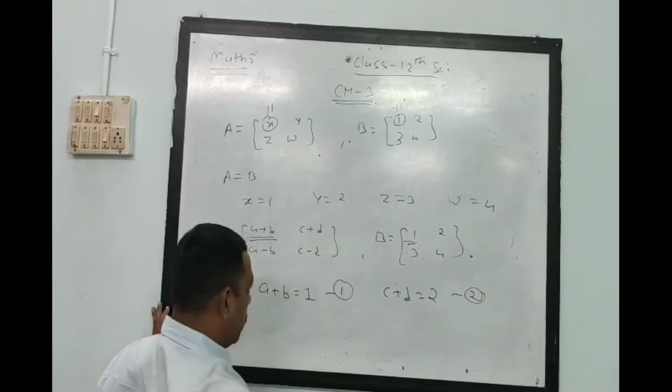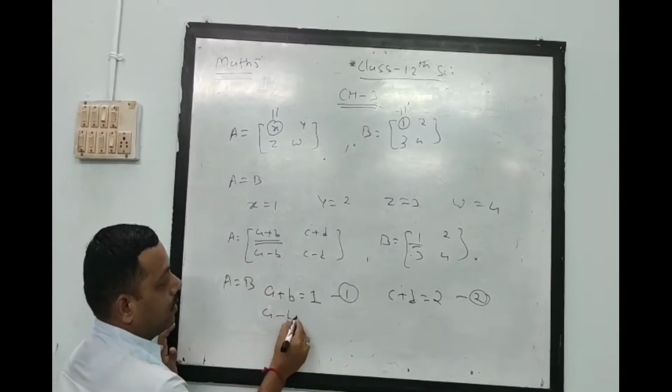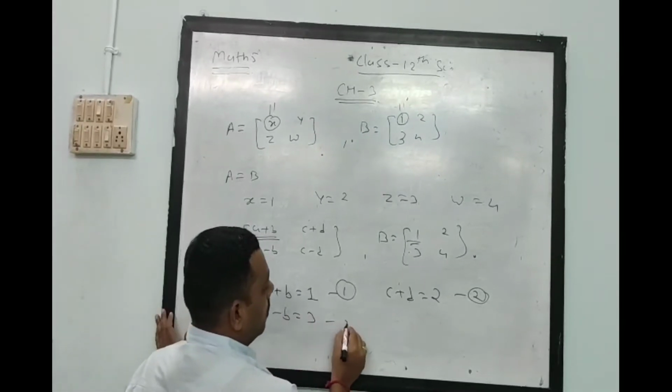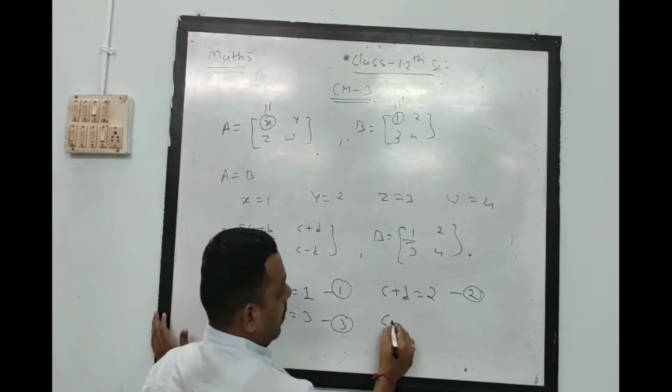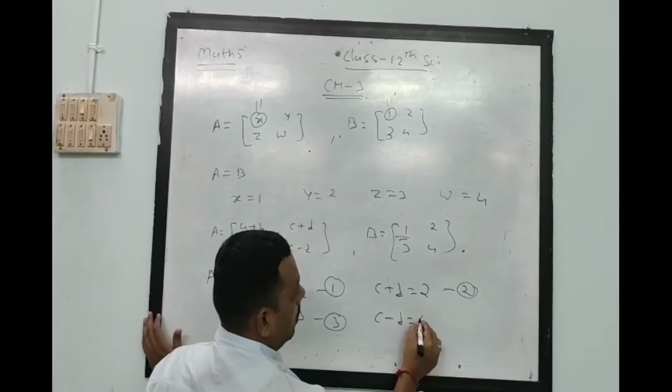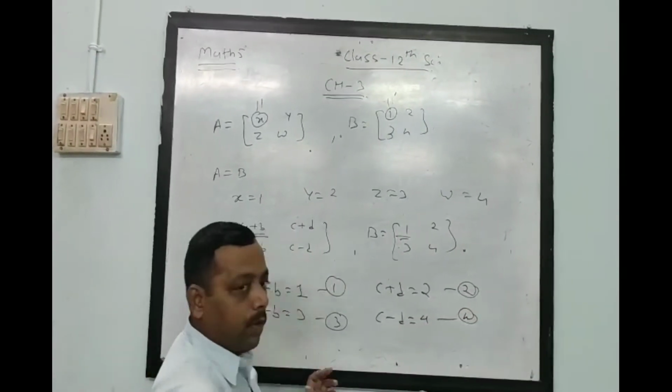This is equation number 2. Next, A minus B is equal to 3. This is equation number 3. And the next and last is C minus D is equal to 4. This is equation number 4.